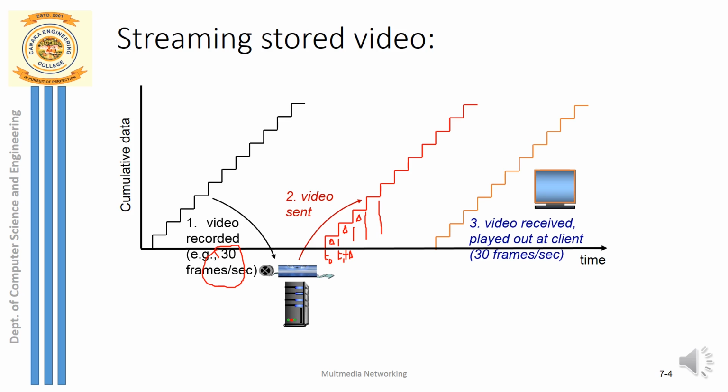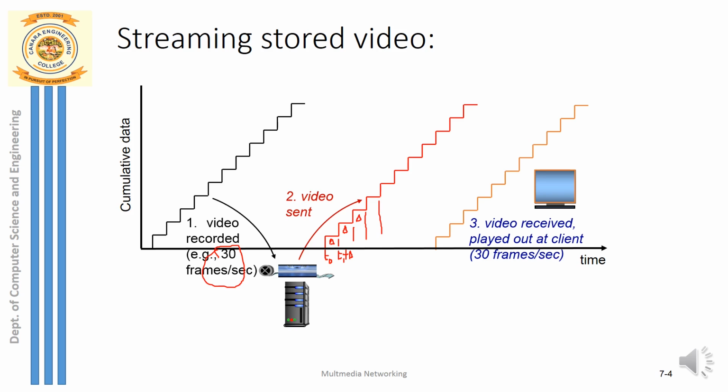The third one indicates the playout period. Once the video is received at the client, frame by frame at every instant of time, the client, as and when it is received, starts his playout, or starts consuming the video. The rate at which the client plays the video is also 30 frames per second.